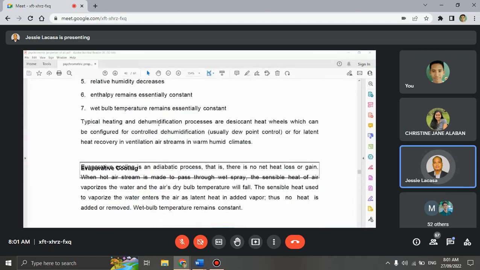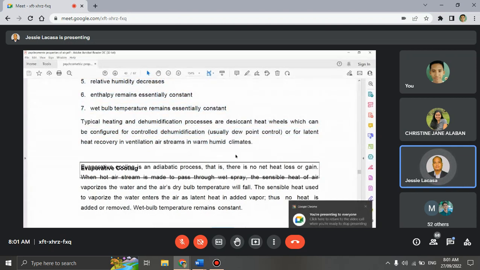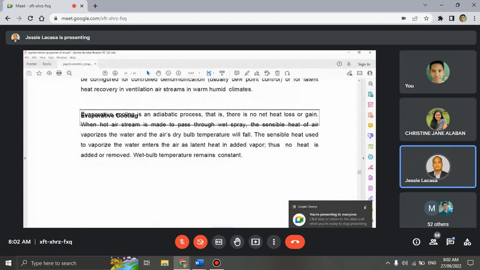Typical heating and dehumidification processes are desiccant heat wheels, which can be configured for controlled dehumidification or for latent heat recovery in ventilation airstreams in warm humid climates. So mostly they use desiccants for dehumidification.